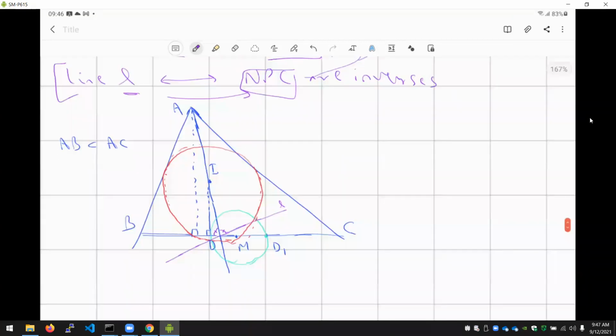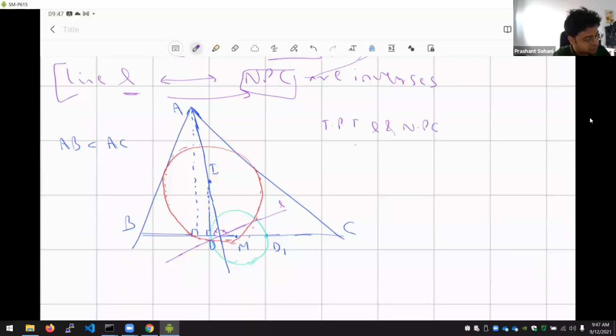Okay. So now, given all of this, we have to prove that L and the nine-point circle are inverses under gamma, if I call this circle gamma. Okay, so I won't give you any other hints for now. I'll just let you think and figure it out.